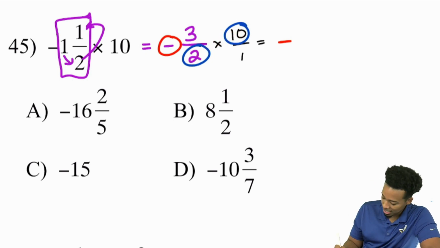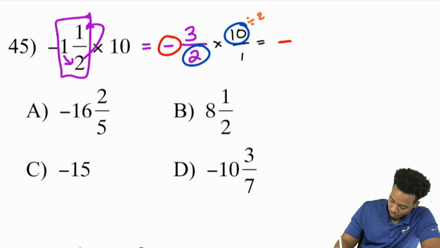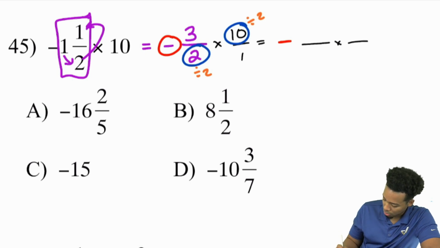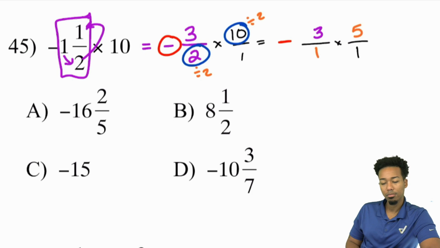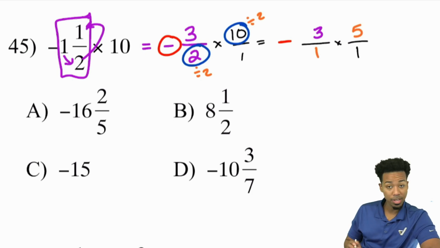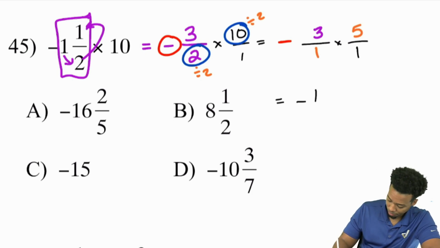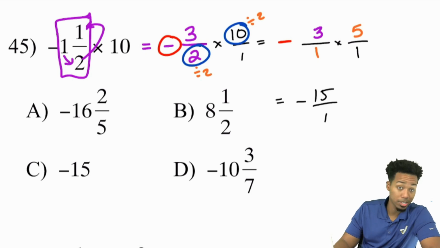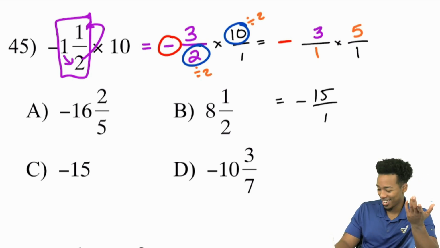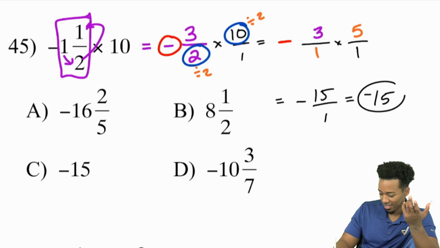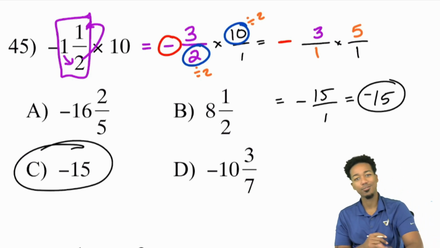So 10 divided by 2, and then 2 divided by 2, what's that going to give us? Well, here, this would be the same thing as saying 3 over 1, because 2 divided by 2 is 1. And then 10 divided by 2 is 5, and we have that 1 right underneath it. Oh, that's pretty easy. 5 times 3, 15. And then over 1. 1 times 1 is 1, and so with that said, that's just going to be negative 15. Boom. Answer is C right there.